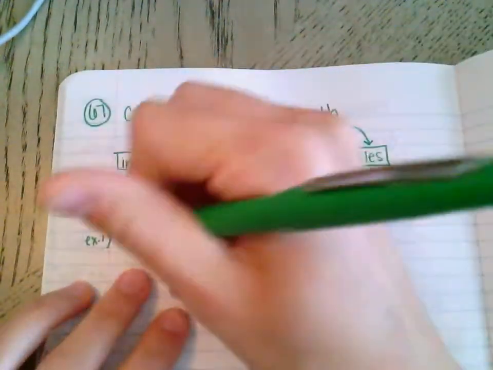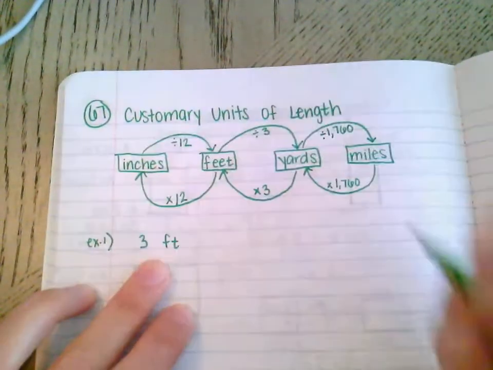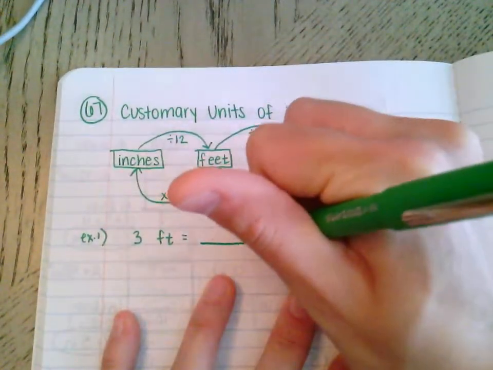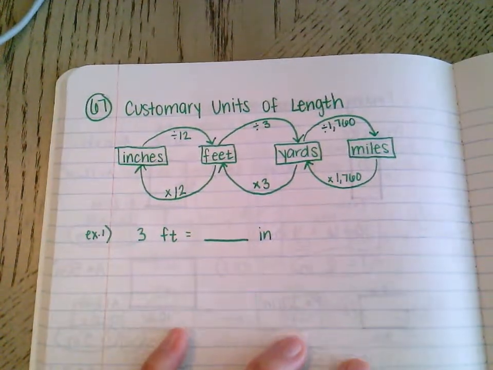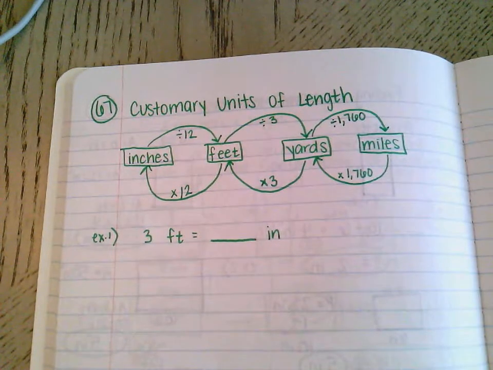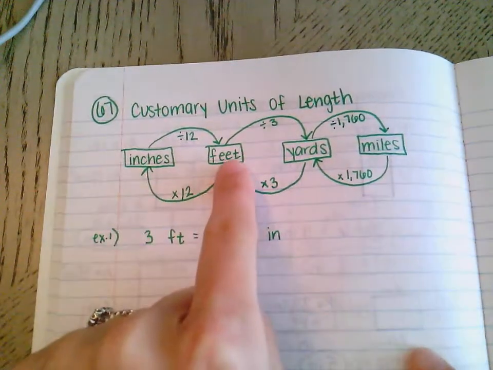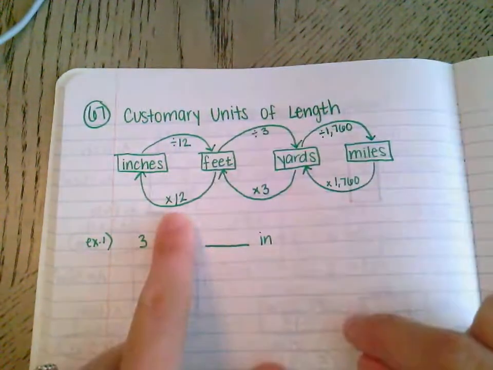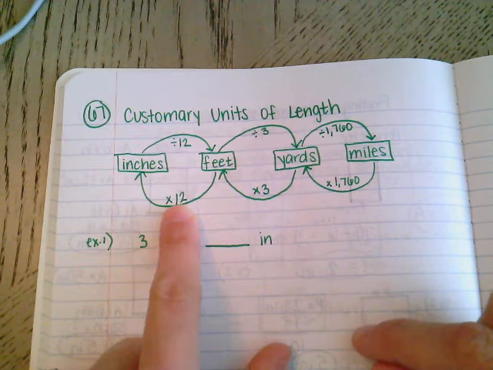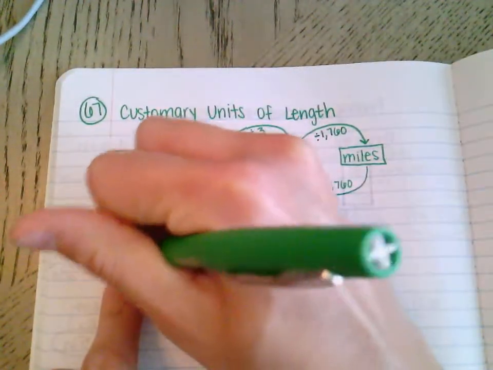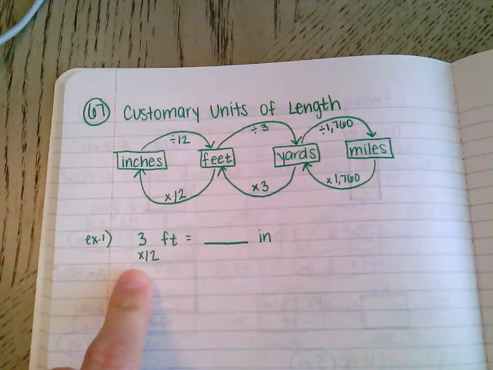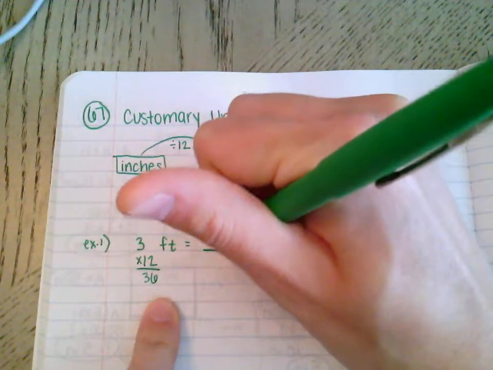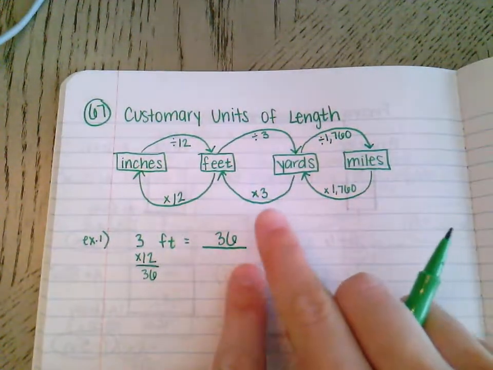Example 1. If I say, well, you have 3 feet, and this is the abbreviation for feet, so 3 feet is going to equal how many inches? So I have to think of my chart here. Okay, I'm not going inches to feet. I'm trying to go from feet to inches. So I need to follow this arrow. And I'm going to do times 12 because I know there are 12 inches in 1 foot. So I'm going to do 3 times 12. And when I do 3 times 12, I get 36. So there are 36 inches in 3 feet.